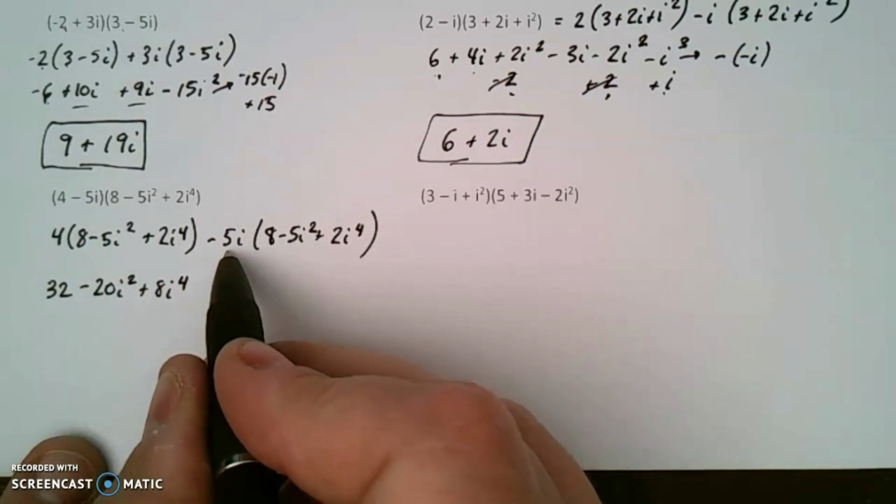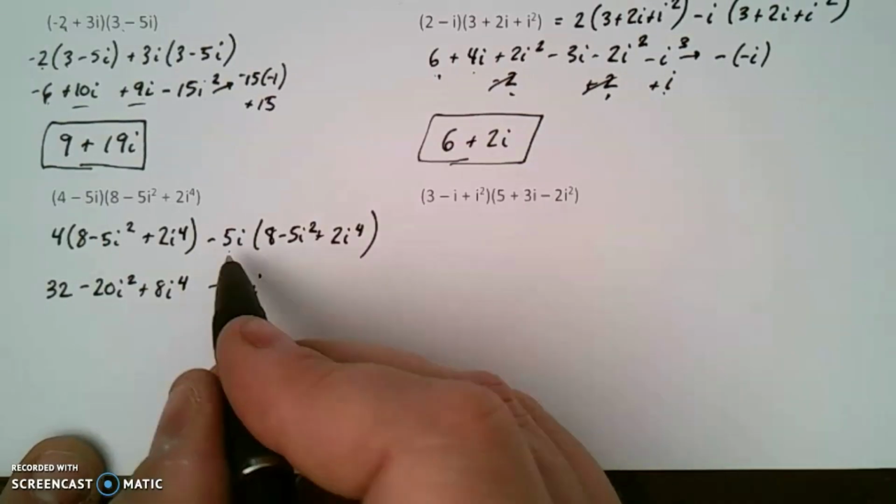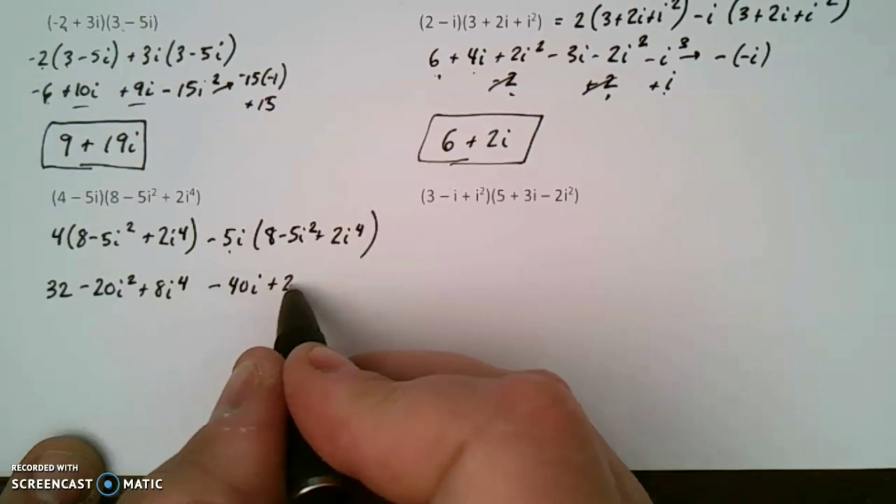And then here, negative 5i times 8 will be minus 40i. 5i times 5i, negative times negative, will be positive 25.